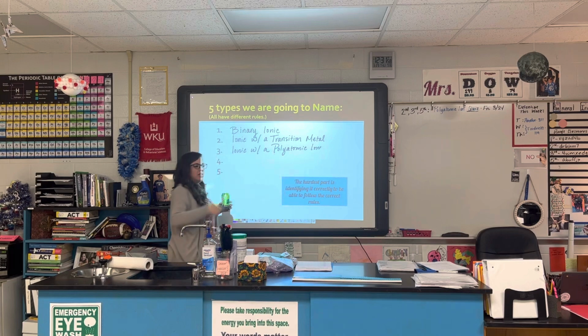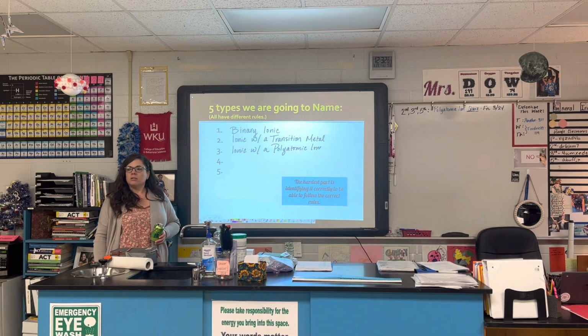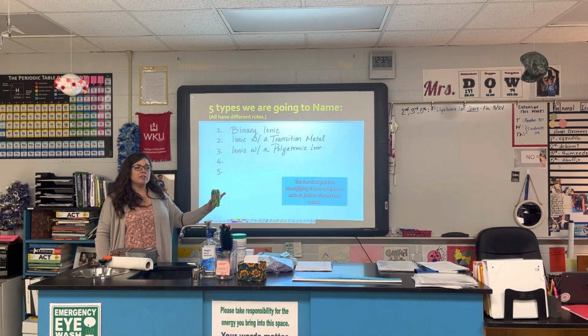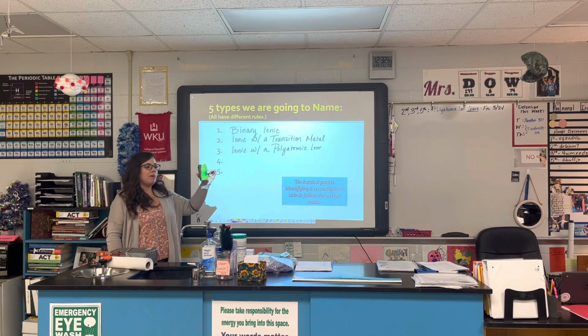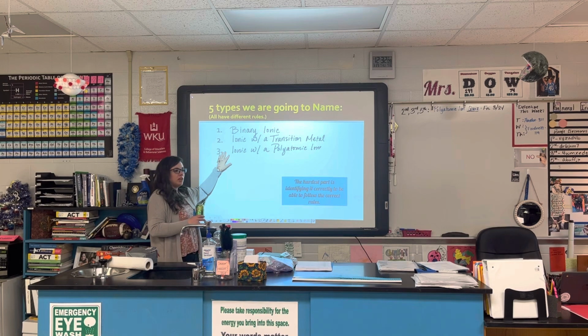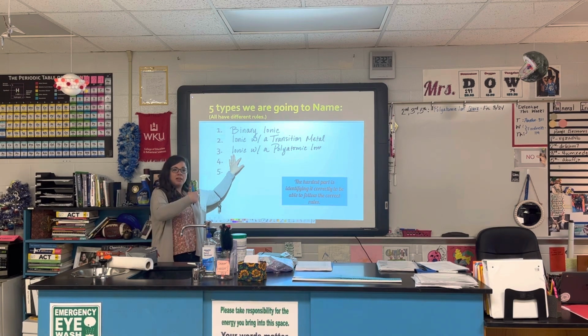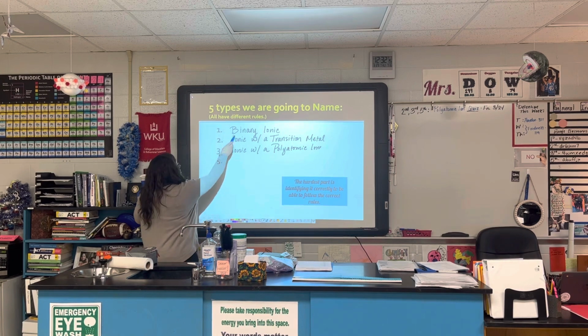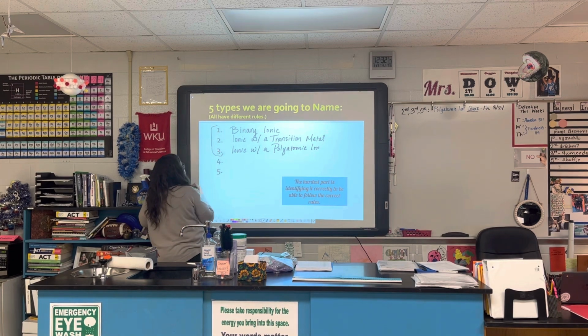And does that look familiar? Yeah, because that's how we learned how to write formulas. We did binary ionic, just metal, non-metal. Then we threw in ionic with transition metals. Then we threw in polyatomic ions. Now we're naming those types. So after we learn those 3, we're going to stop and take a quiz.